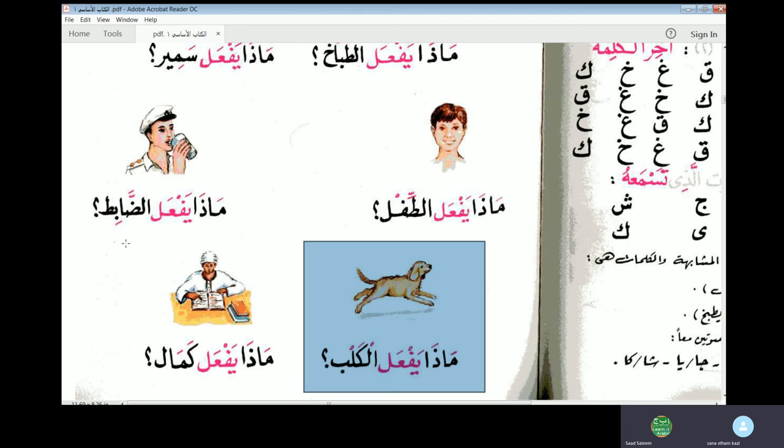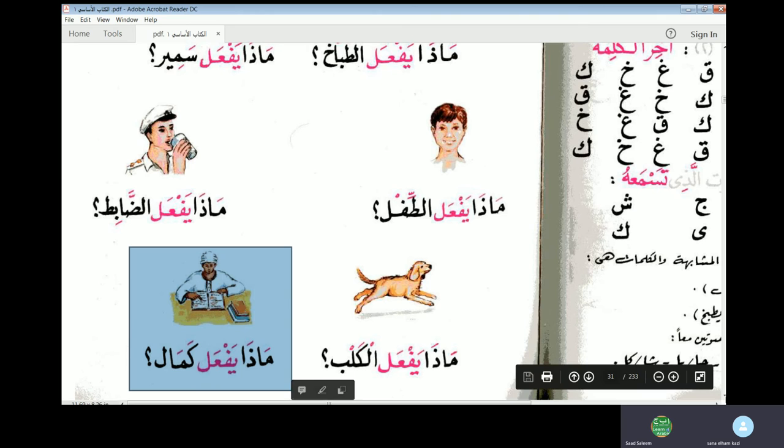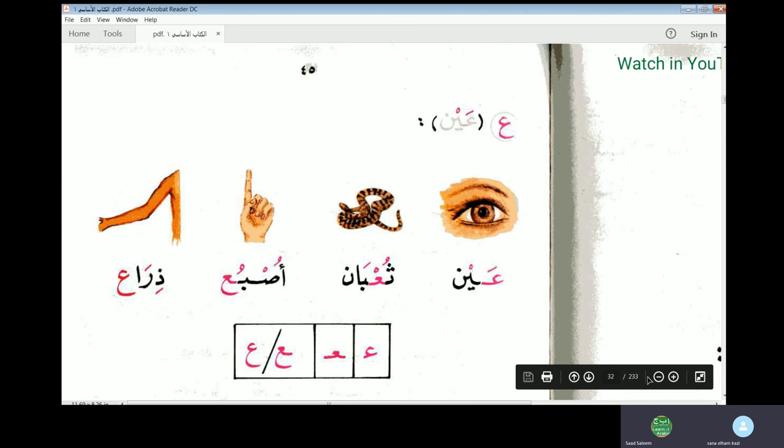What is the dog doing? Fail is always marfu. Kalbu. Al Kalbu Yajri. The dog is running. What is Kamal doing? Kamal is reading.